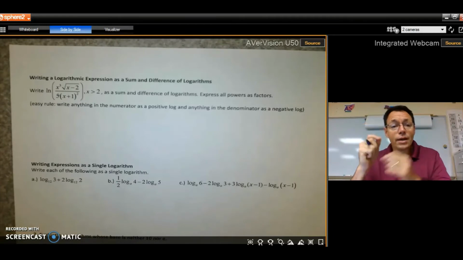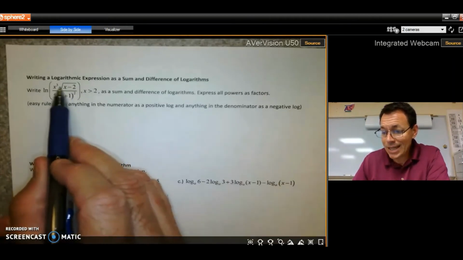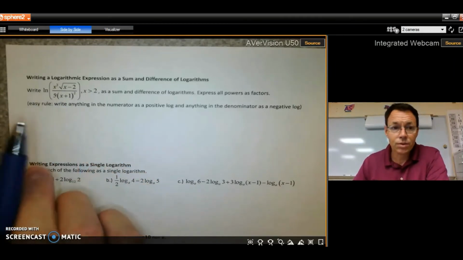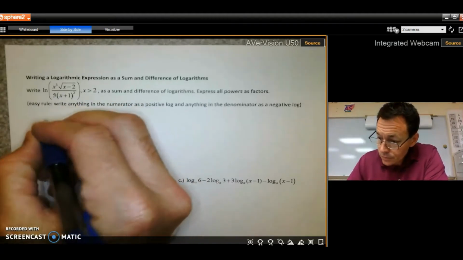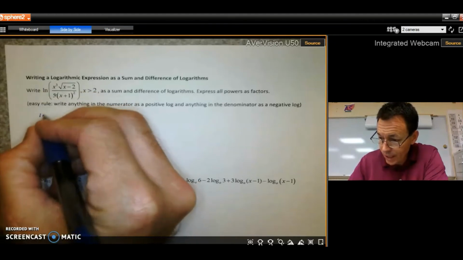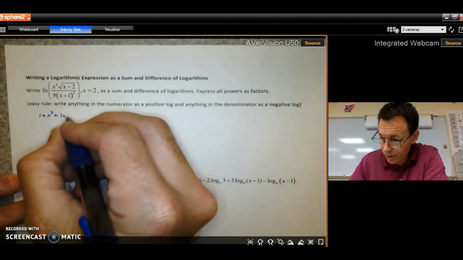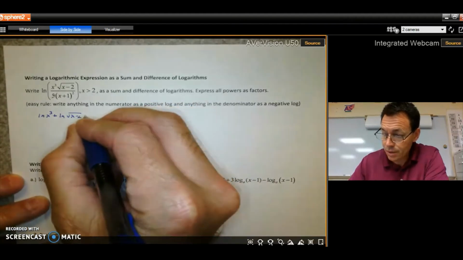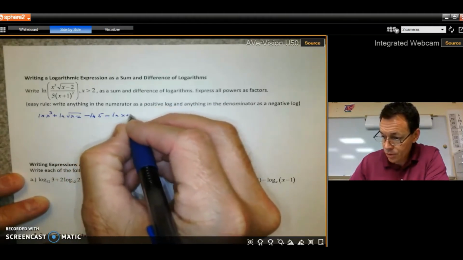So when I rewrite this, I'm going to write it as 4 separate logarithms. Each factor is going to become its own logarithm. The easiest way to think of this is that anything in the numerator is going to become a positive logarithm, and anything in the denominator will essentially be a negative logarithm. Think of it as a negative exponent. So I can write this as the natural log of x cubed, plus the natural log of the square root of x minus 2. And then these 2 are separate logarithms, but they're both going to be minus: minus the natural log of 5, and minus the natural log of x plus 1 squared.